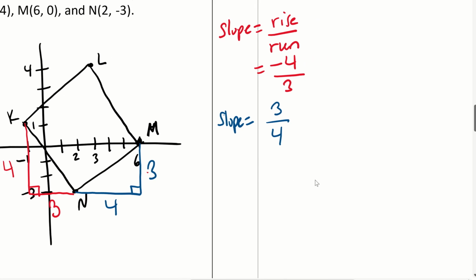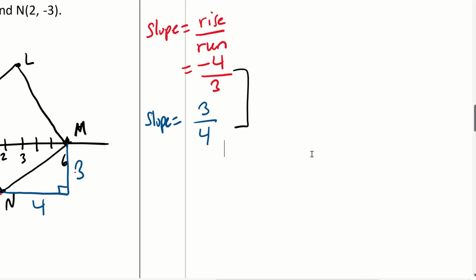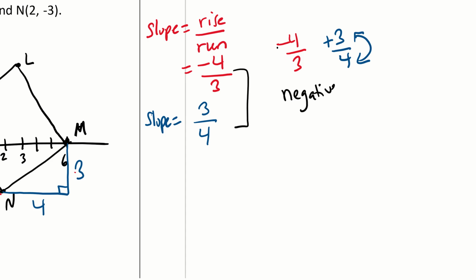Now I want you to notice these two slopes. These two slopes are eerily similar in some way. Notice that one slope is the flip of the other. So let's write those out. If I flip this, I get the red slope. Okay, so they're flipped. So notice that if they're flipped and their signs are opposite, right? This one's positive, that one is negative. If the signs are opposite and they're flipped, we call those negative reciprocals.